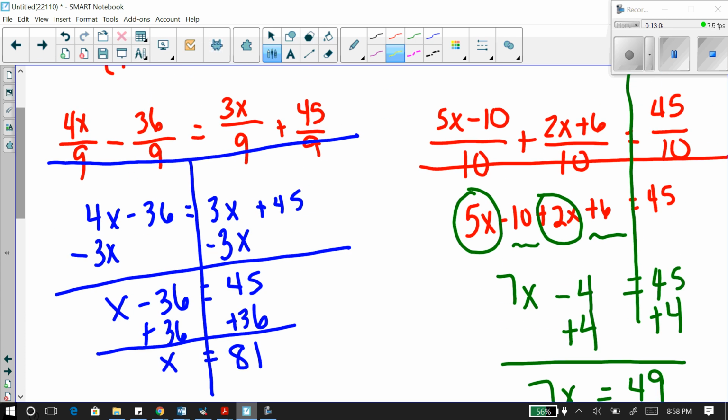Now I know I went kind of quickly through the actual solving part. I think the hardest part at this point for you guys should be just getting the LCM and multiplying, but then when it comes to solving, they become simple equations that we should have down at this point.